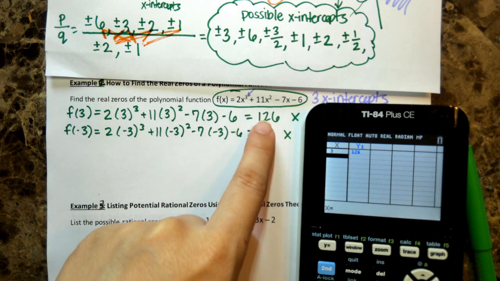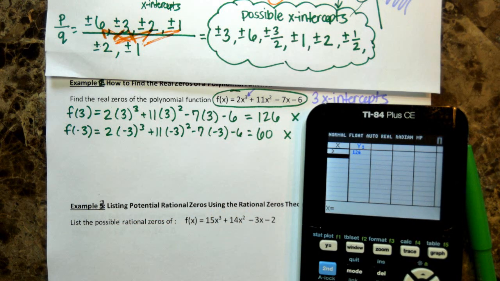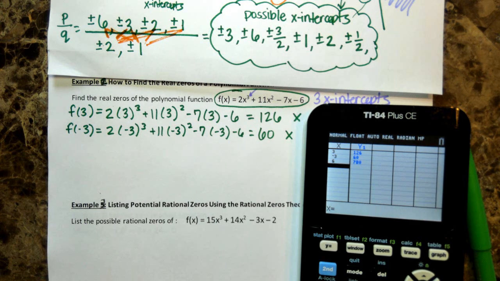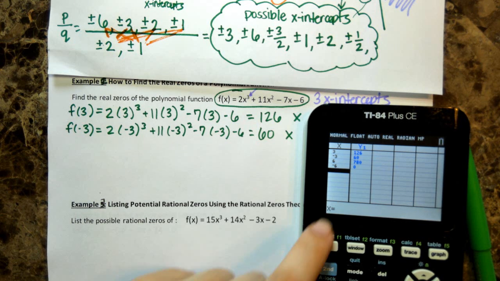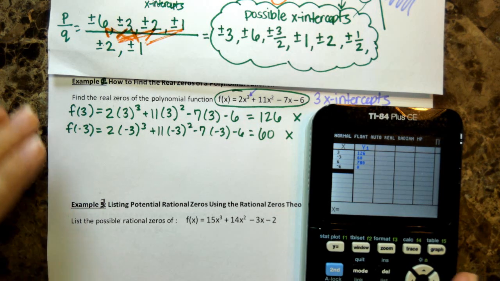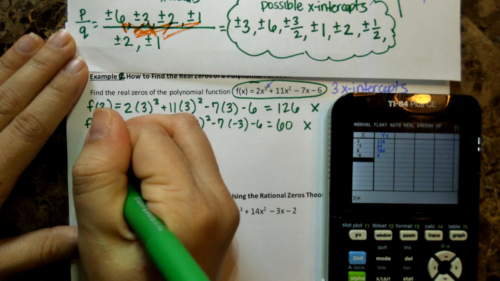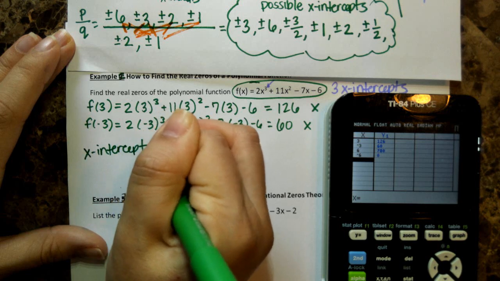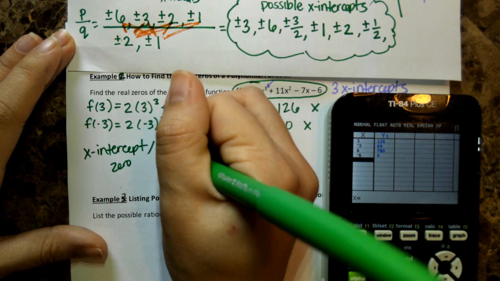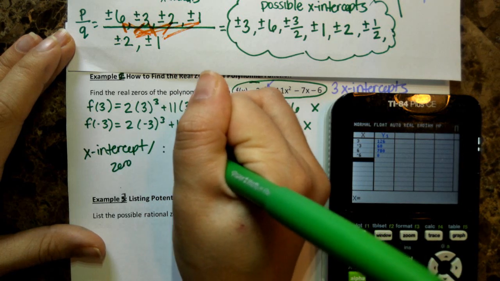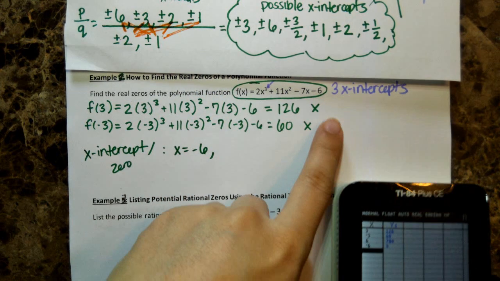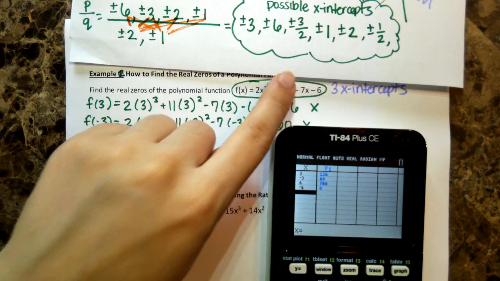It gives me 126. That's not 0, so it's not an x-intercept. I'm going to plug in the number negative 3 for x. It gives me 60, which I know it's not it, so that's not an x-intercept. Let's try positive 6. It gives me 780, so that's also not an x-intercept. I want a y value of 0. Let's try negative 6. Hey, negative 6 gave me 0, so I know that negative 6 is an x-intercept, aka 0, if you want to call it a 0. So negative 6 is one of the x-intercepts. There should be 2 other ones because we have a total of 3. All right, let's go ahead and try the rest of the numbers.